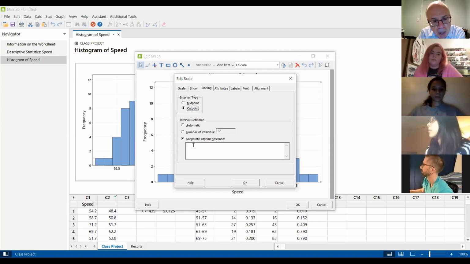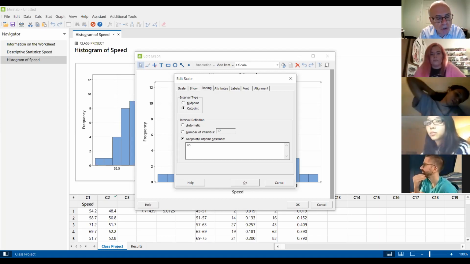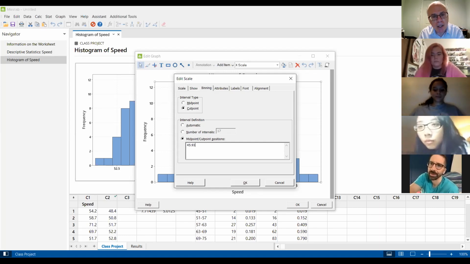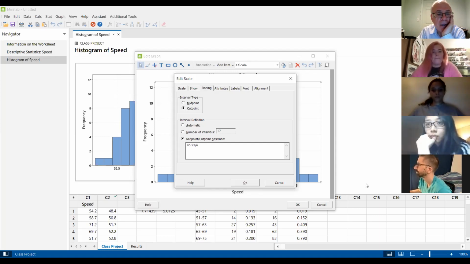So it starts at 45, right? The first class starts at 45. So I'm going to say 45. And then it says to use a colon. Again, it shows you how to do this with help. And I want to go up to 93. So what it's going to display goes from 45 to 93. And then I believe you're supposed to do a slash. And then put in the width. The width is 6. So I'm going to put 6 here. All right. And then I'm going to hit OK. I hope this works.